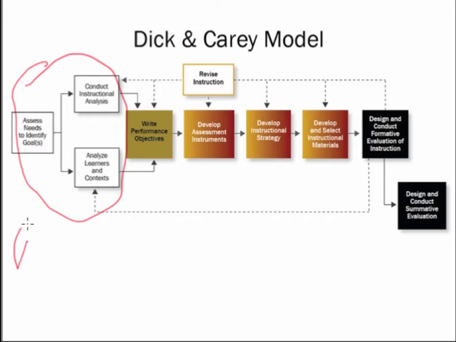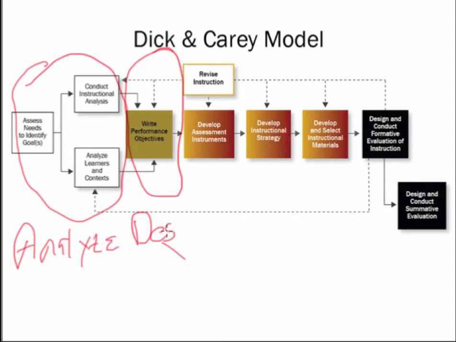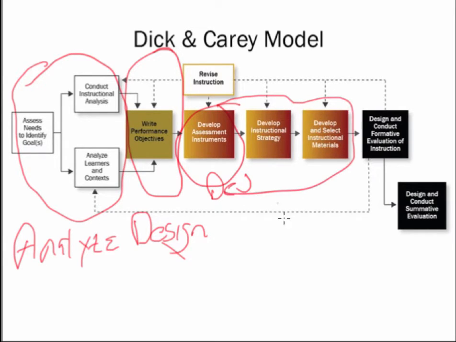This would be the analyze part. Okay, and then the next part of ADDIE is design. So in design, we're writing performance objectives. Okay, so this would be the design phase. Then the next part is develop. Here's the develop phase. Develop assessment instruments, instructional strategy, and materials. That would all be the development phase.